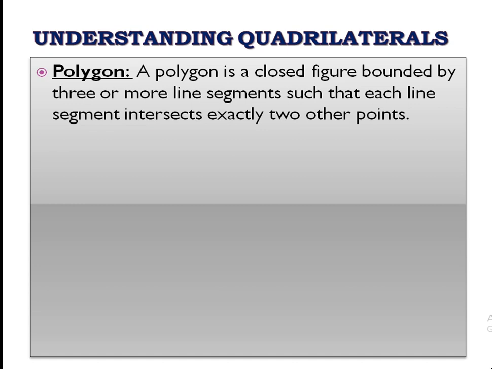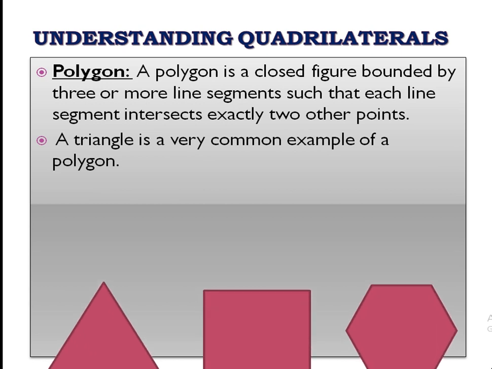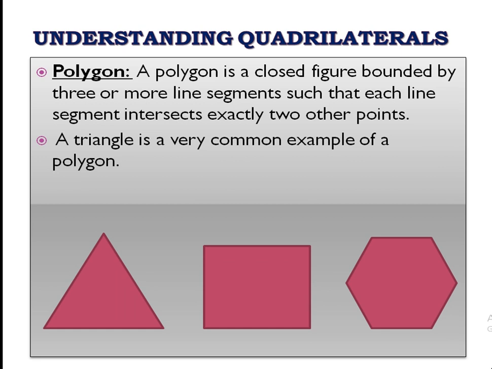Now polygon. A polygon is a closed figure bounded by three or more line segments such that each line segment intersects exactly two other line segments. A triangle is a very common example of a polygon. Okay students. Now see the figure of polygons. Here it is: triangle, square and hexagon.